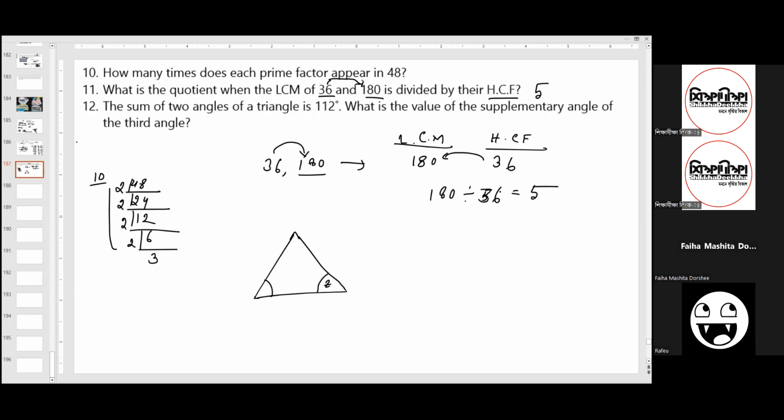68. No, not 68. It's the wrong answer. The correct answer is actually 112 itself.